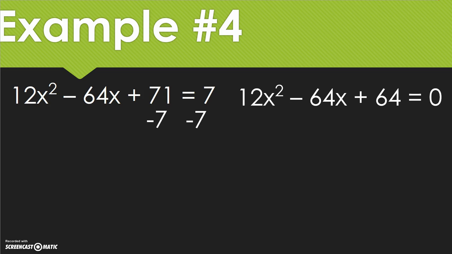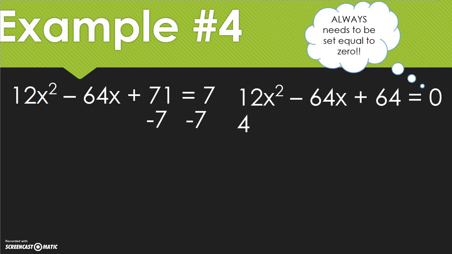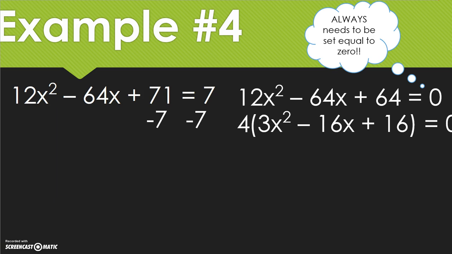Now on this one, you should notice that we have a GCF. Remember that first step of factoring? We do want to factor out a GCF if we ever have one. Okay, so let's factor out a GCF on this one. Alright, in this case our GCF is 4, so we're going to divide all of our terms by 4. So 12 divided by 4 gives us 3, and then negative 64 divided by 4 gives us negative 16, and 64 divided by 4 gives us positive 16.